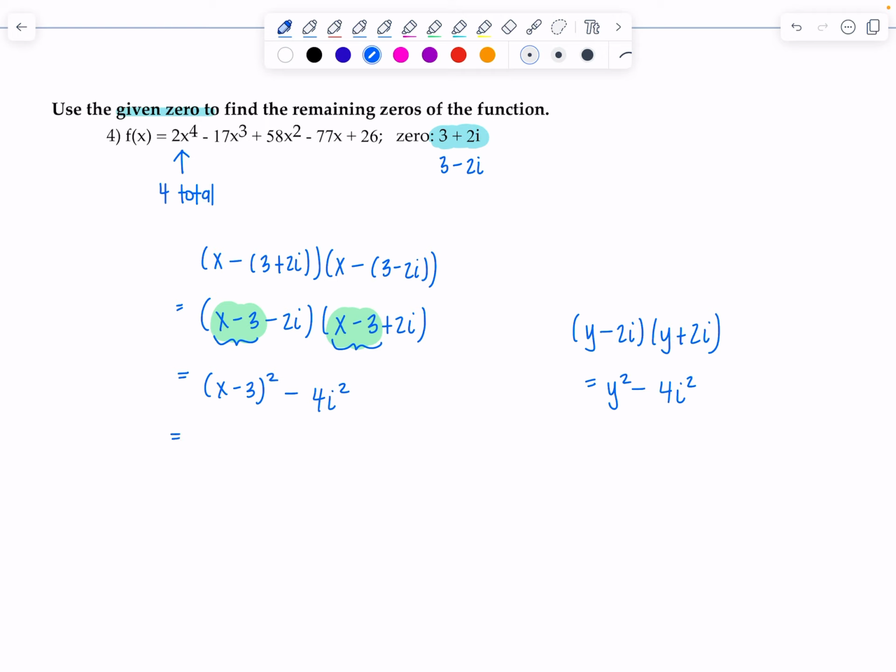Okay, x minus 3 squared, that's x squared minus 6x plus 9 minus 4 times i squared is negative 1. Very good. So this is going to give me x squared minus 6x plus 13. So these 2 zeros are in this polynomial. Like if you were to do quadratic formula all over again, you'd get back 3 plus or minus 2i. I'm going to divide this into f of x. And the quotient, what I get after dividing, will contain the missing 2 zeros. So let's hop to it.